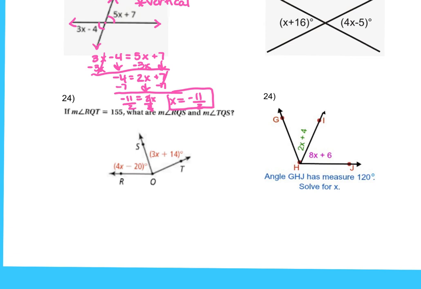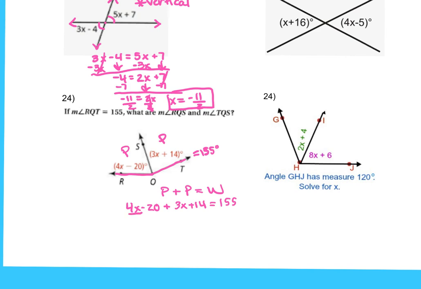And lastly, the moment you've all been waiting for, our final question, which says if the measure of RQT, so from R to Q to T, is 155 degrees, what are RQS and TQS? So the parts, what are the parts? Well, we have two parts and we have a whole, so we're going to set up a part plus part equals whole equation. The first part is 4x minus 20, and then plus the next part is 3x plus 14, and then we set it equal to the whole, which is 155.